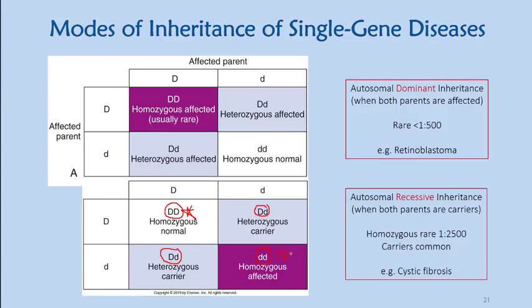And so we could say then that there's a 3 out of 4 chance that they won't have cystic fibrosis. So 1, 2, 3. There's a 1 out of 4 chance that they will be perfectly healthy and not even a carrier. And there is also a 1 in 4 chance, or 25% chance, that their offspring will inherit cystic fibrosis. And you can see that this is even more rare, at 1 in 2,500. But carriers are common.